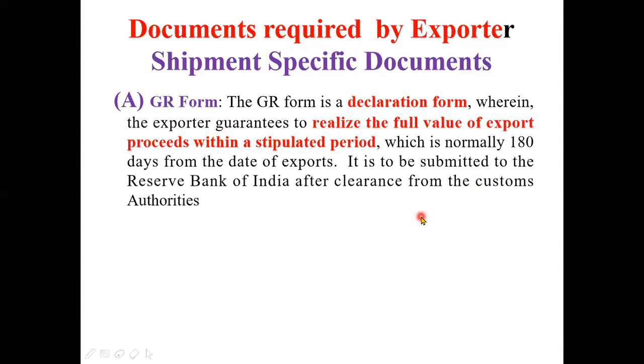Now this GR form is applicable for all kinds of goods, but it is not applicable in the case of PP, goods which are exported by means of post parcel. So any goods which are not exported by means of post parcel will require the GR form, and the goods which are exported by means of post parcel require the PP form.